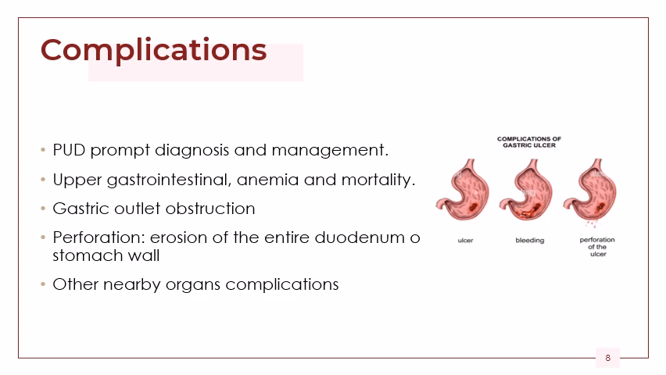Upper gastrointestinal bleeding can lead to anemia and even mortality. Gastric outlet obstruction results from uncontrolled or poorly managed ulcers, which prevents proper stomach emptying and can cause poor nutrition. Perforation is erosion of the entire duodenum or stomach wall, creating a hole that causes peritonitis. The hole that forms as a result of PUD could continue into other nearby organs as acids leak onto them.